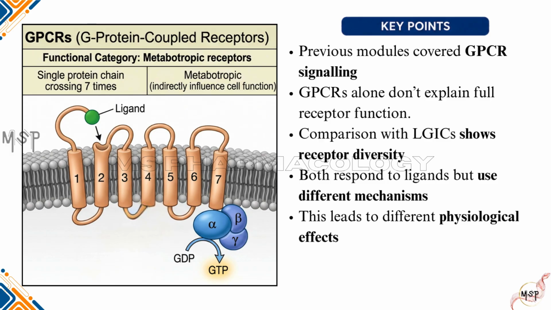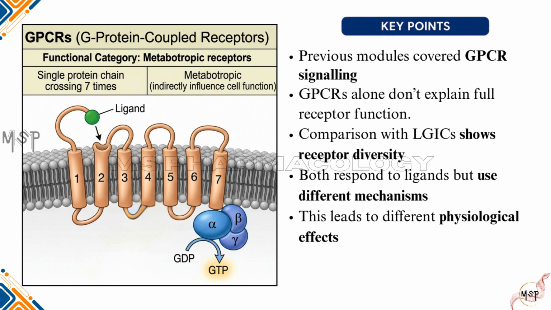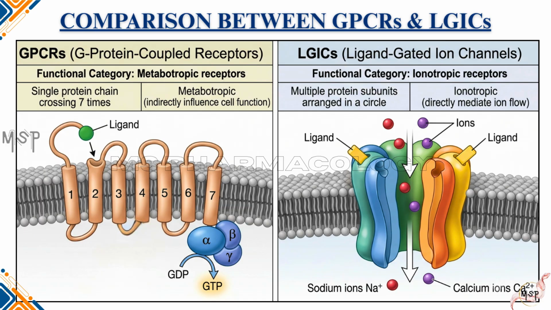So far, we have explored how GPCRs generate intracellular responses through signaling pathways. Now, to better understand their functional significance, let us compare GPCRs with ligand-gated ion channels and examine how differences in their signaling mechanisms lead to distinct physiological effects. Let's begin with the comparison.